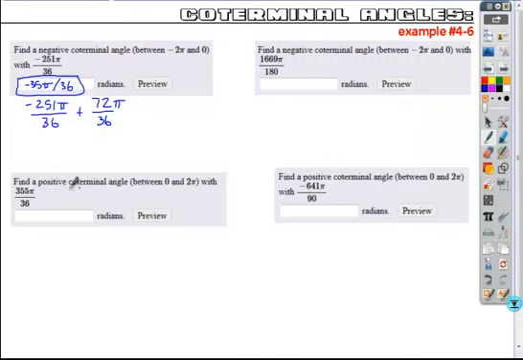Okay, let's look at the second one, taking a number again, finding a positive coterminal angle. So we want to find a positive coterminal angle beginning with these. If I start with negative 641 pi over 90, I know I need to add because I need to get a number between 0 and 2 pi. Well, in terms of 90ths, what is my 2 pi? 180 pi.